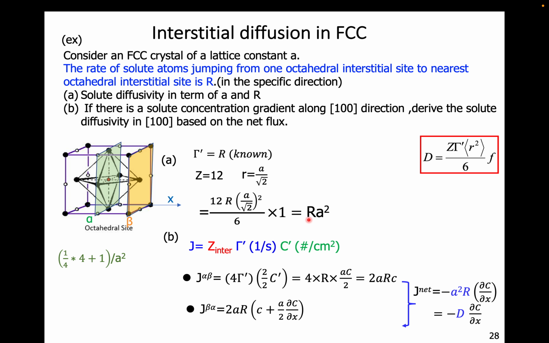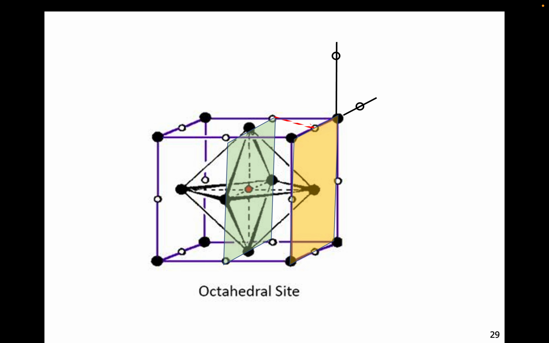Okay, so this is the other approach. By using Fick's first law, just remember that you need to first check whether the area density for each plane is the same. If yes, then you can use that one. Okay.